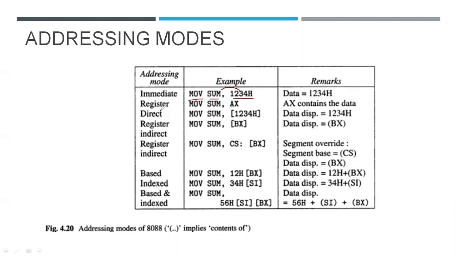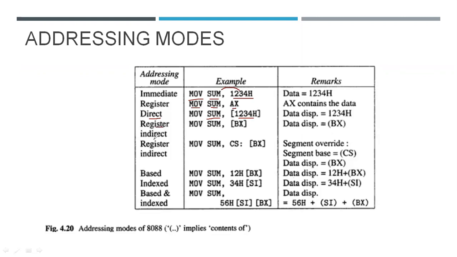Next is register. MOV SUM, BX. As we know, BX is a register. This register contains the data, and this data is moved to the sum. Next is direct. Move to the sum, what is to be moved? Data displayed equal to 1234H. So the data is directly taken from 1234H.